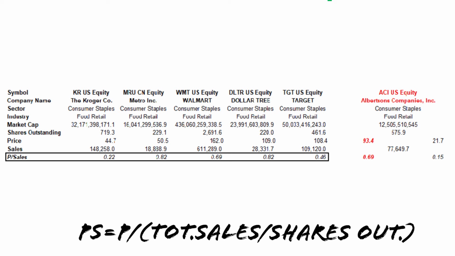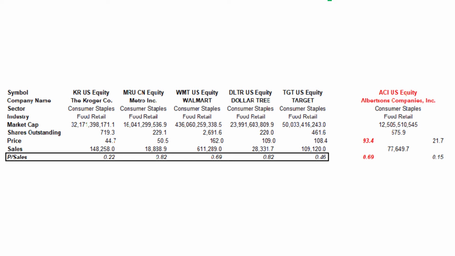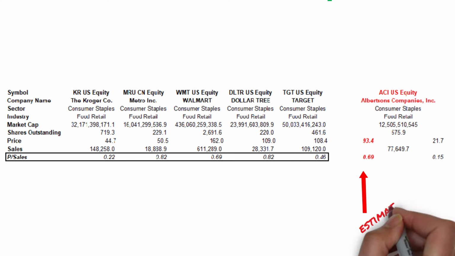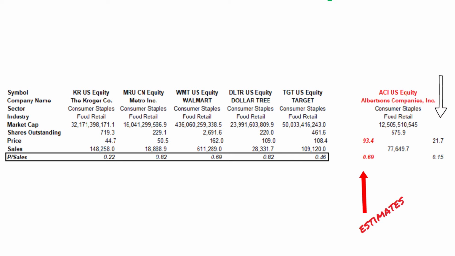At this point, the median of the P/S of the peers equals 0.70, which is our estimate for Albertsons, which leads to a price of 93, which appears to be considerably higher compared to the price at that time of the company, 22. So let's analyze the main drivers to understand if the market was right about the mismatch or if there was a bargain.